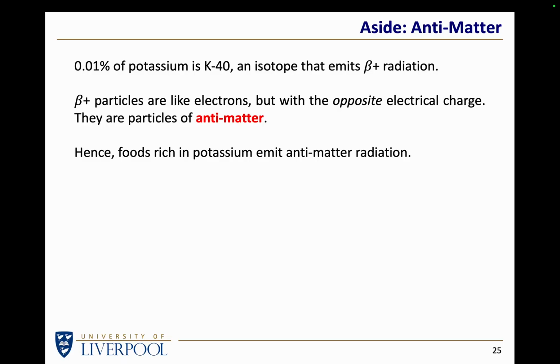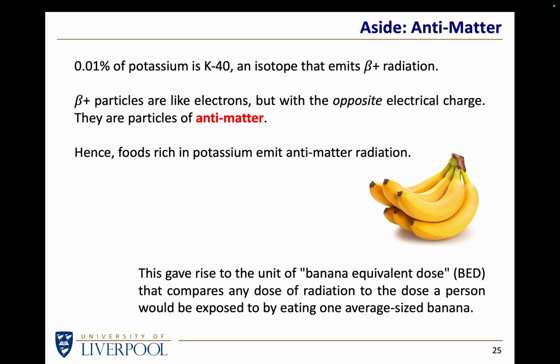So basically, any food rich in potassium, Brazil nuts, bananas, for instance, emit antimatter. If you've never thought of that, think of that next time you eat a banana. A banana is emitting antimatter radiation. And this gave rise to the banana equivalent dose.